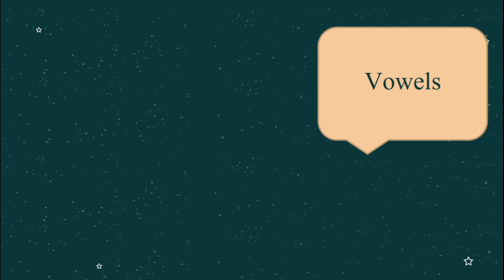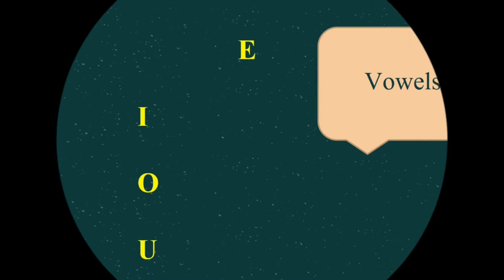And now, vowels. Vowels are the leaders of those alphabets. They are A, E, I, O, U. A, E, I, O, U are vowels in English. It works like Sara'a, Sarai in Thai language. In English, there are only five vowels. And now you already know what is a consonant and what is a vowel.